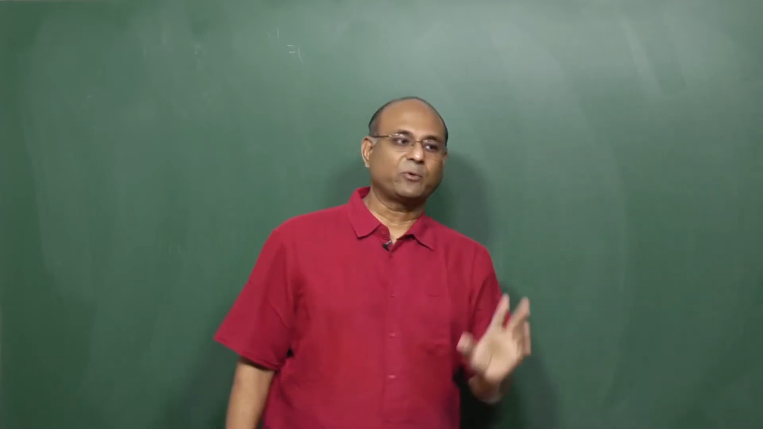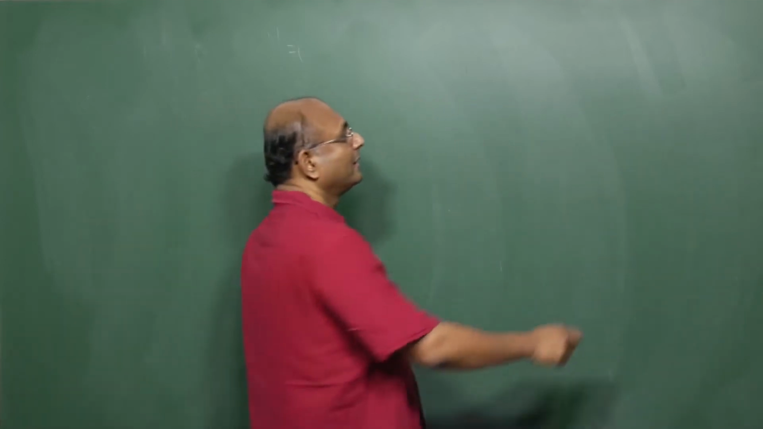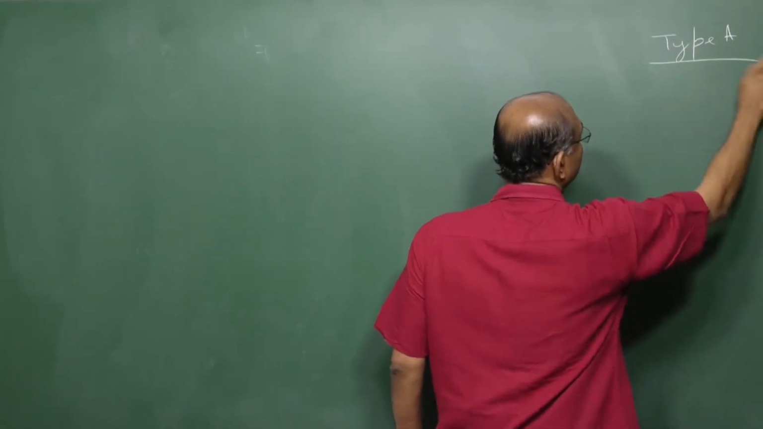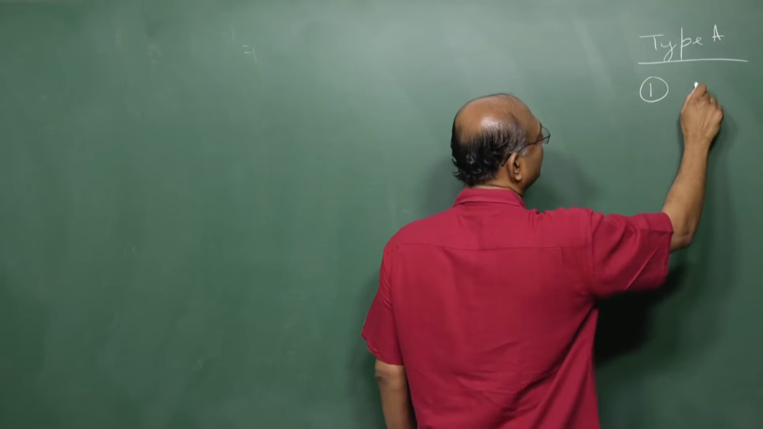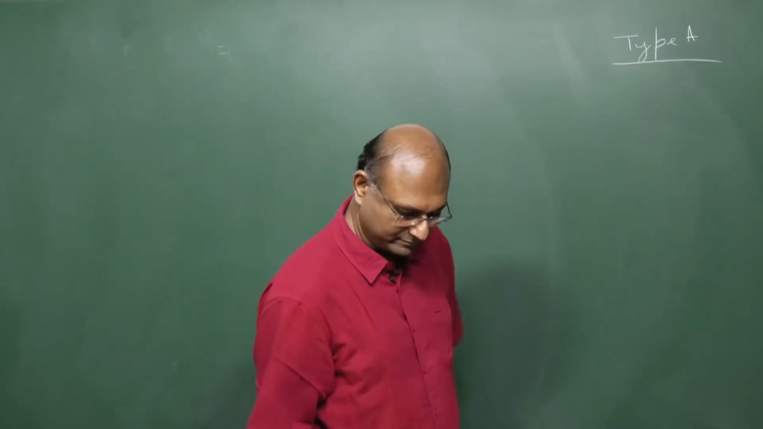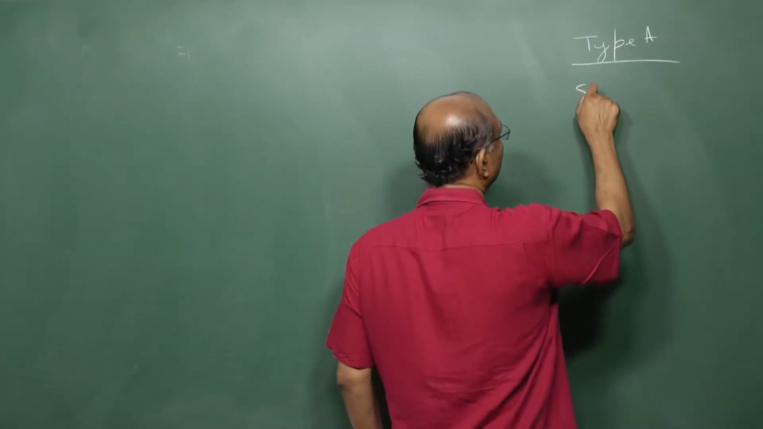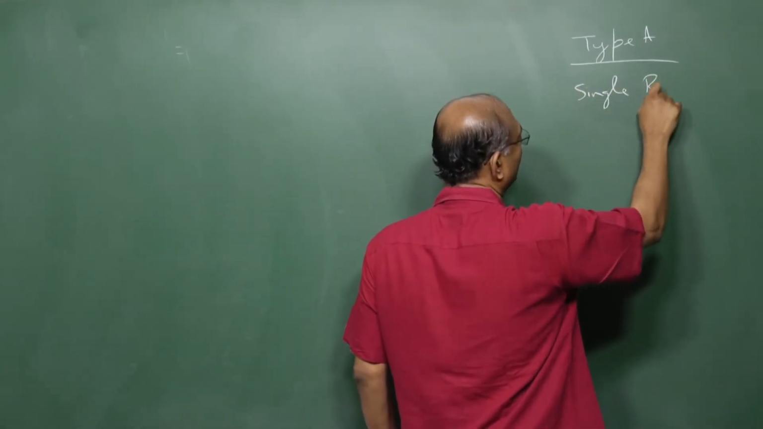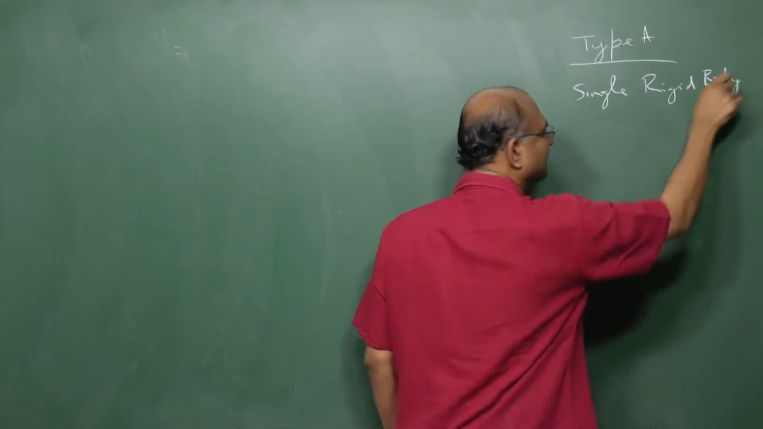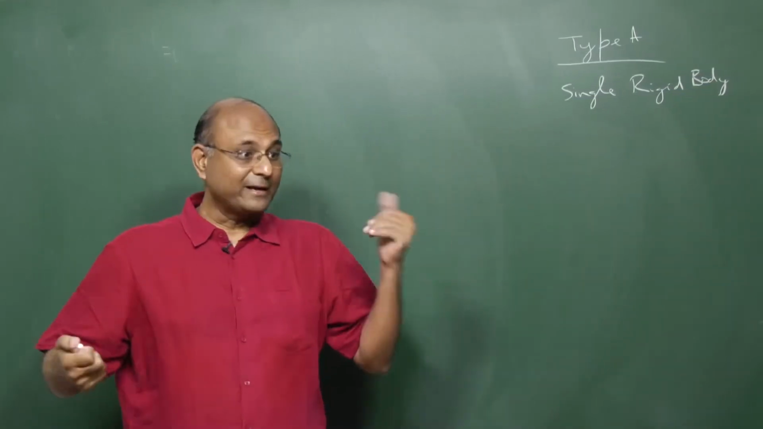Categorize rotation problems into 5 kinds. Type A: rotation of one rigid body. Okay, so this is a single rigid body. You can get more and more complicated questions because the rigid body is very complicated.